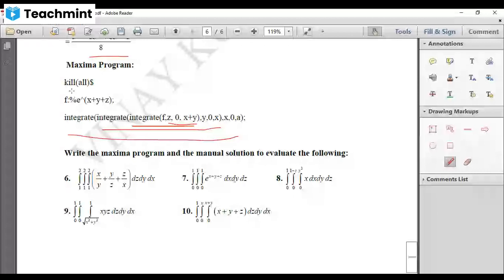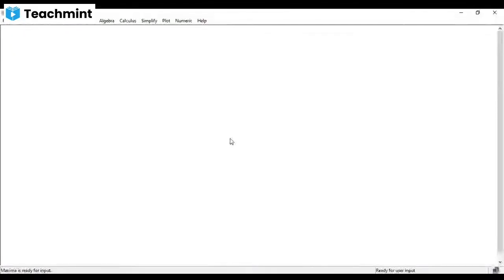Now we'll execute these programs in Maxima and we'll see. Now we'll solve the problems which we have seen and we'll write the Maxima program for them. What was the first one which we have discussed? Right? As usual, we start with kill all.